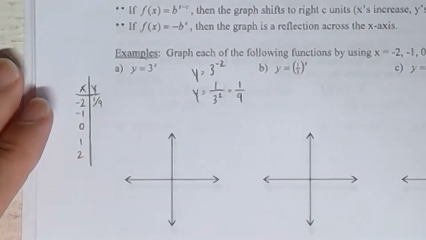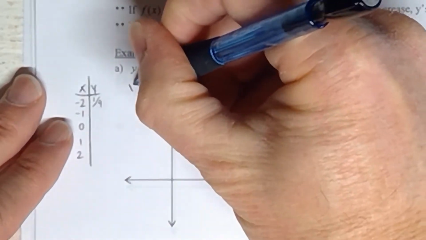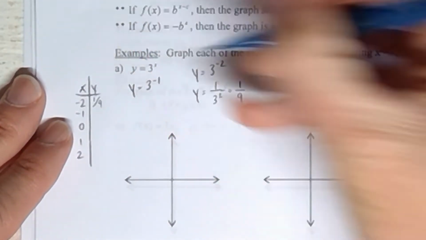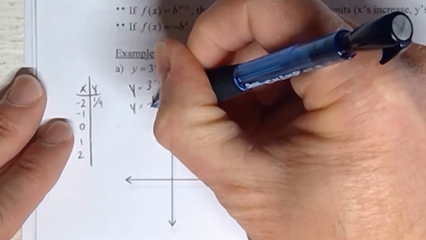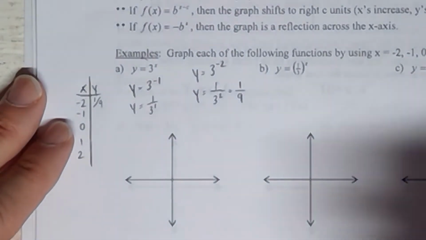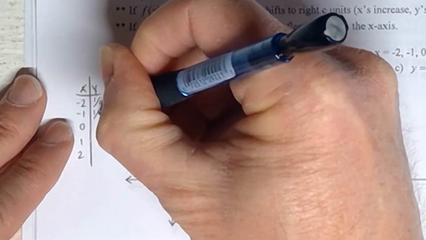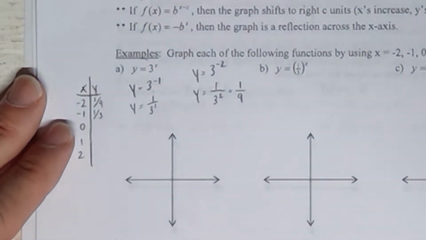What else? If I plug in -1, very similar thing here. If I plug in -1, I get 3 to the -1 power. That is 1 over 3 to the first power. Figure out what the top and bottom are equal to, and we get 1/3, which is already in lowest terms as well.